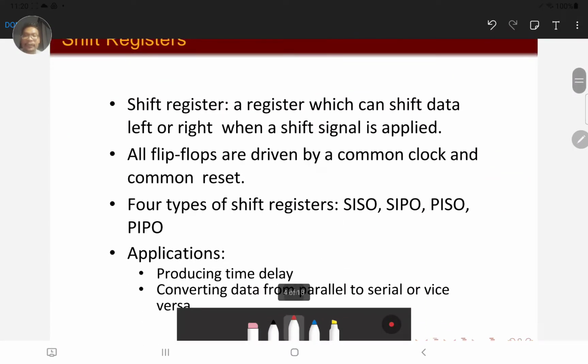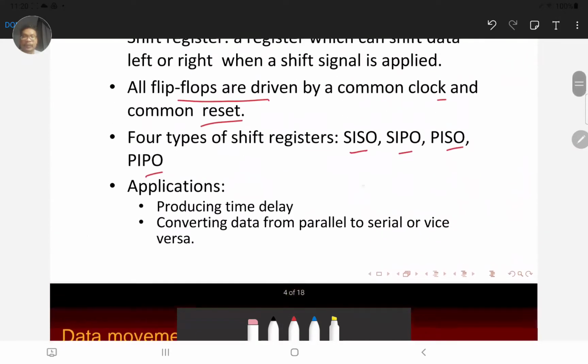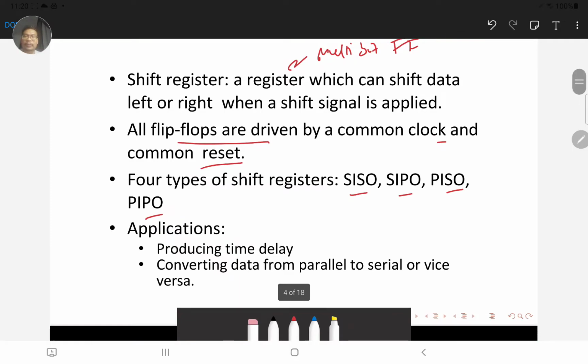So what is a shift register? A shift register is a register, which means a multi-bit flip-flop, which can shift the data left or right when a shift signal is applied. All the flip-flops are driven by a common clock and a common reset. There are four types of shift registers: the SISO, SIPO, PISO, and PIPO. What it means by SISO, SIPO, and PISO should be in the next slide.